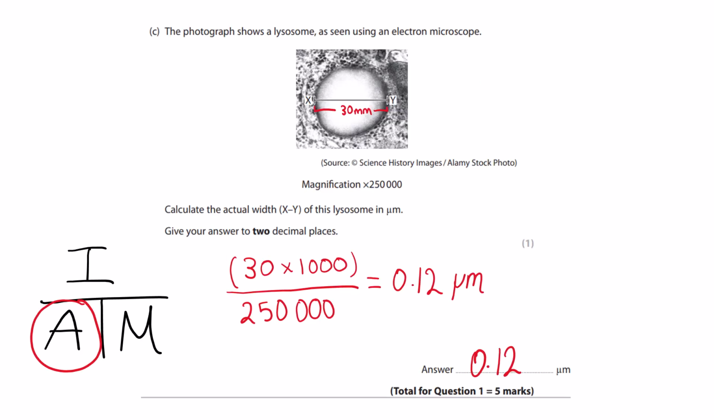Okay, the photograph shows a lysosome. So just remember that a lysosome is simply a bilayer. It's basically a bilayer that holds enzymes in the middle. So we just have our lipid bilayer that is all around in a circle.